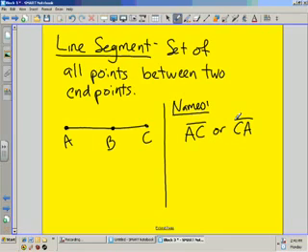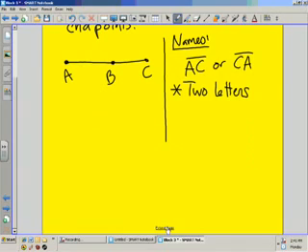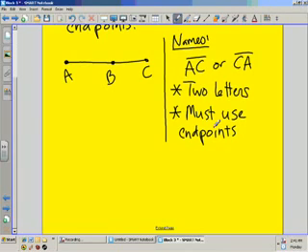For a line segment, you're only going to use, and here's your 2 bullets, 2 letters, and excuse me while I put this up a little bit higher, 2 letters, and you must use endpoints. You must use the names of the endpoints. You cannot use any points in between. So you couldn't call this line segment ABC.